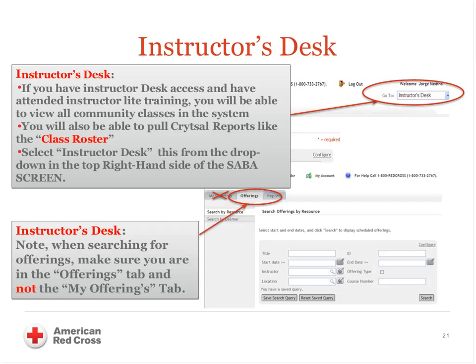To get into the Instructor's Desk, let's take a look at the first page on your home page. If you have Instructor's Desk access and have attended the Instructor Lite training, you'll be able to view all the community classes in the system. So you'll select Instructor's Desk from the drop-down screen in the upper right-hand side of the Saba screen. You'll see that circled. Next, in Instructor's Desk, you'll go over to where it says Offerings. Please note that when you're searching for offerings, make sure you're in the Offerings tab and not in the My Offerings tab. The Offerings tab will make sure you get what is assigned to you that still hasn't been closed out yet.